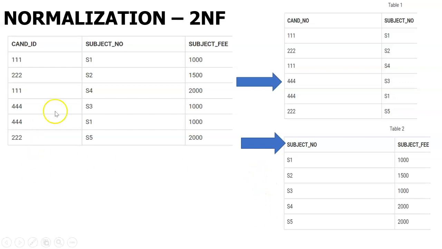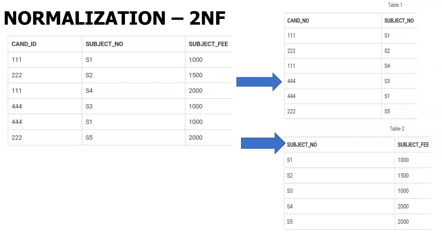When you see this example, I have the candidate ID, subject number, and subject fee. When I take candidate ID, I should get the subject fee. But if I take candidate ID 111, I'm not going to end up with only one value. I'm going to end up with two values, because 111 has a fee of 1000 and 111 also has a fee of 2000. There is an ambiguity here. Why are these two values coming? So I take another constraint: 111 subject 1 is 1000, and 111 subject 4 is 2000. Only when I join these two values am I getting the correct answer that I need. So this is a partial dependency.